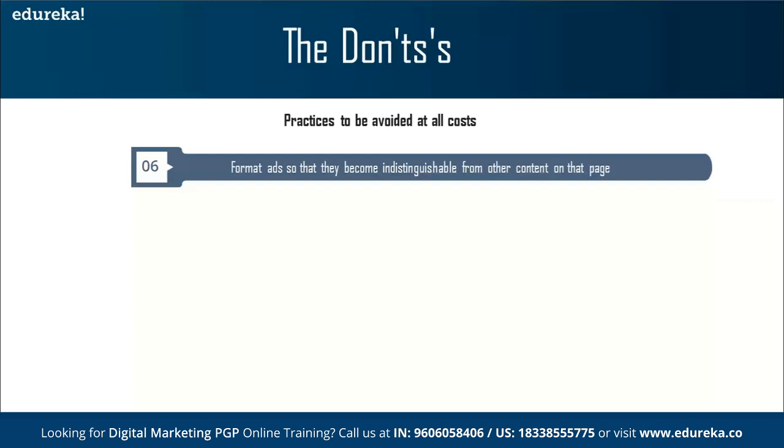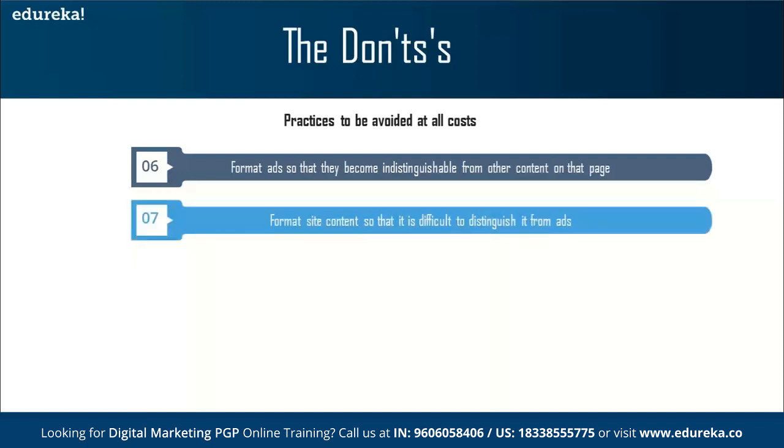Never try to format your ads so that they become indistinguishable from other content on that page. Your site content and ads should have some gaps. Google sometimes says that it should be at least 15 pixels. So never try to mix things. Never try to make them indistinguishable. Never try to format site content so that it is difficult to distinguish it from ads. So it is the reverse way. So any which way you do it, Google will not like it.